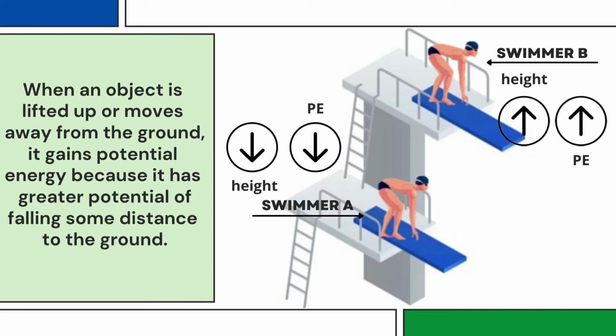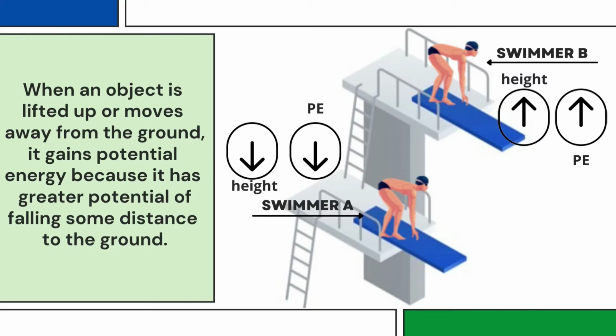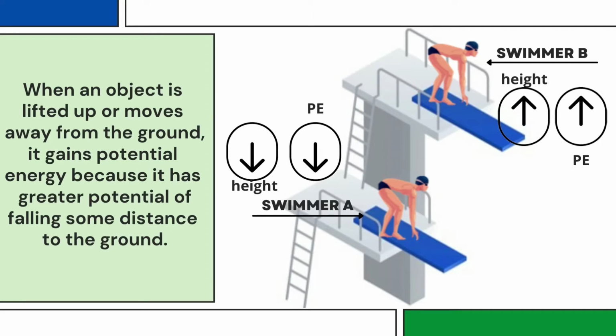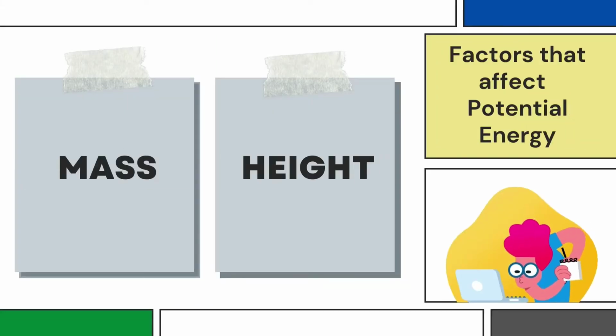So when an object is lifted up or moves away from the ground, it gains potential energy because it has a greater potential of falling some distance to the ground. So keep in mind that an object's potential energy is proportional to its mass and height above the ground.